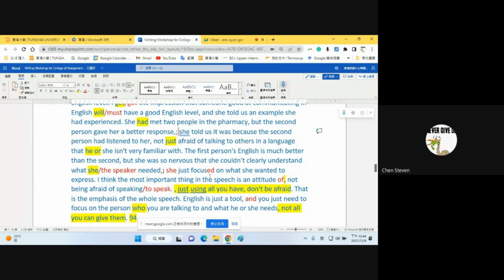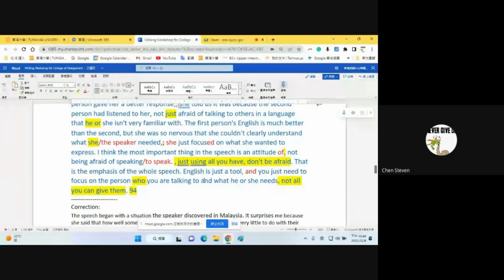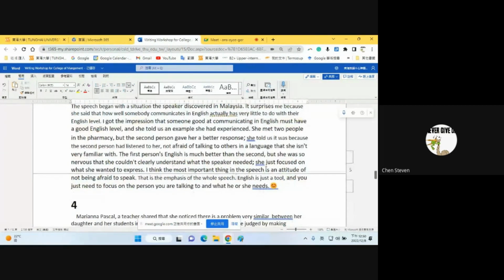She just focused on what she wanted to express. And I think the most important thing in the speech is an attitude: not being afraid of speaking. That is the emphasis of the whole speech. English is just a tool, and you just need to focus on the person you are talking to and what he or she needs. And this is not necessary. So they have to examine the comment and type it again before I give them a score.